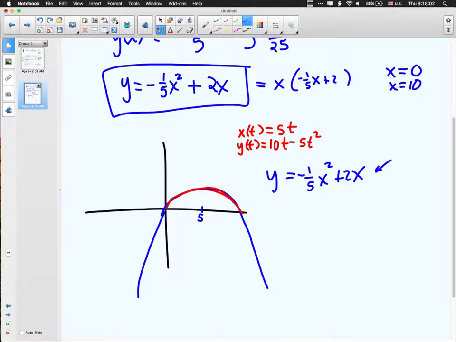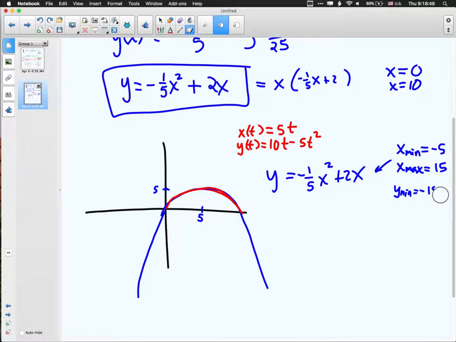So the window for this thing was maybe x min equals -5, x max equals 15, and then whatever your y's are. Probably do the same thing. When we plug in 5 for x, we get -5 plus 10. That's 5. So I'm going to say that a nice window would be y min is -10 and y max is 10. Okay, so there's a nice little window.